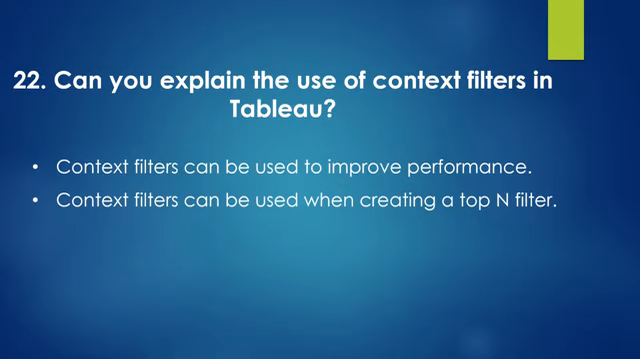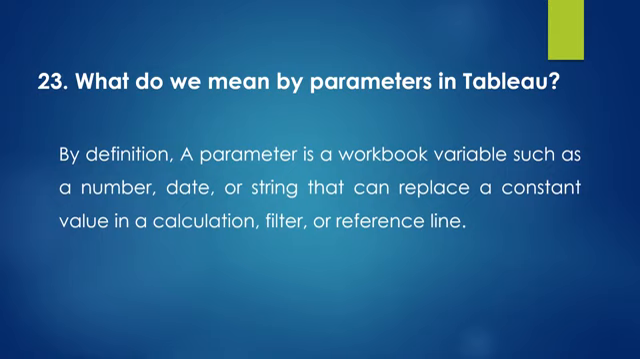The next question is, can you explain the use of context filters in Tableau? Context filters can be used to improve performance, and they are also used when creating a top N filter. As I said, for example, if you want to create top 10 customers depending on a given condition, you are going to use context filters. Next we have, what do we mean by parameters in Tableau? By definition, a parameter is a workbook variable such as a number, date, or string that can replace a constant value in a calculation, filter, or reference line.